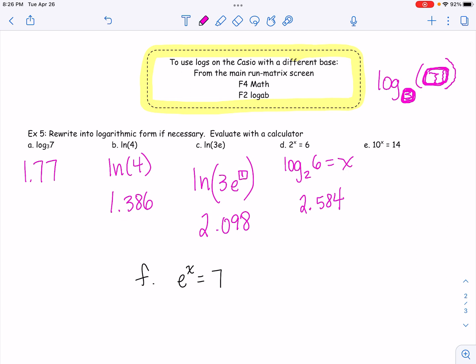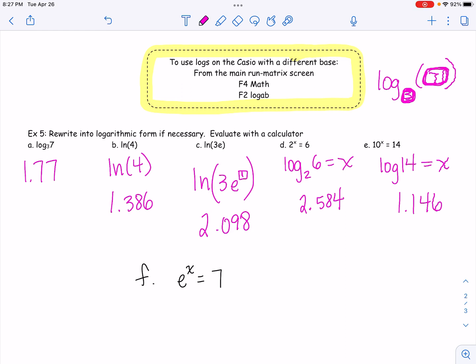And then the same thing for E. I'm solving for that exponent, so I can rewrite this as log base 10. But remember, when 10 is my base, I never have to write that. So I'm just going to say the log of 14 is equal to what? So now, like I said, I can just press the log button. I don't have to do log base 10 of 14. I can just press log of 14, hit enter, and that's going to give me 1.146.